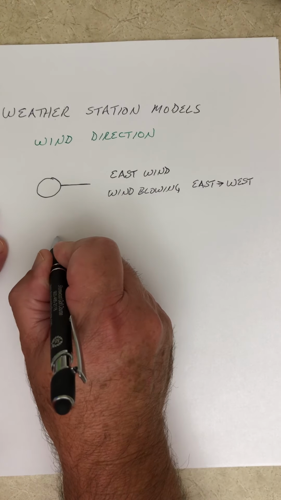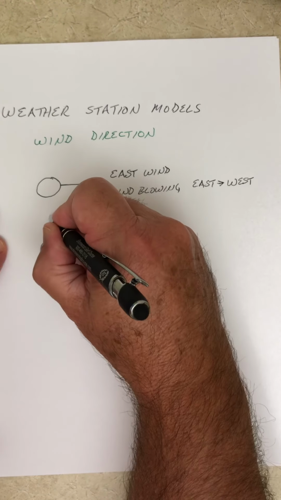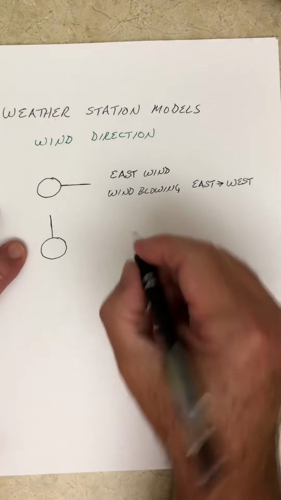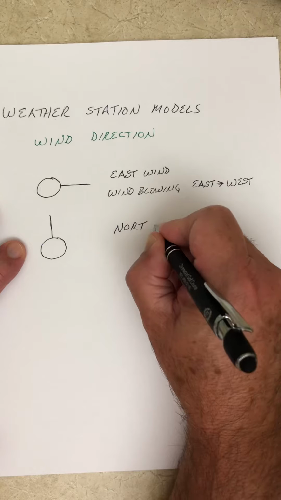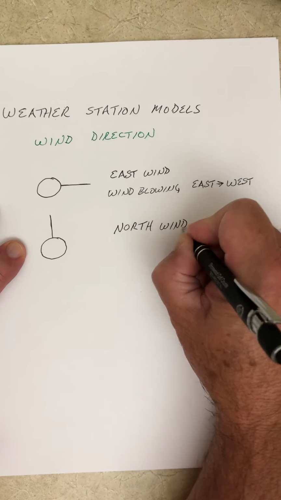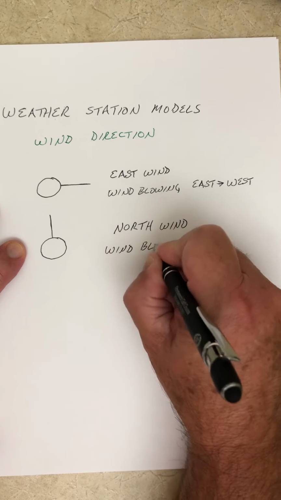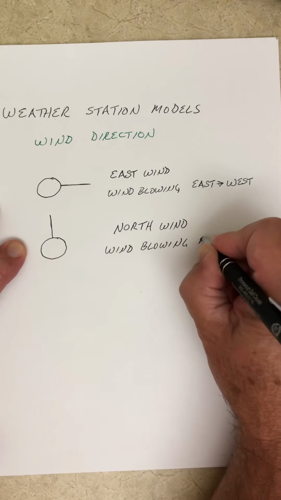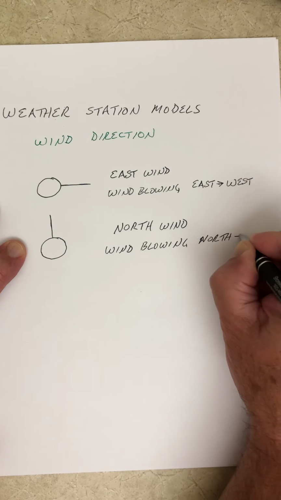So let's say you've got a wind and now it is blowing out of the north, so your flagpole would be pointing in this direction. This would be a north wind. And so that wind would be blowing from the north to the south.